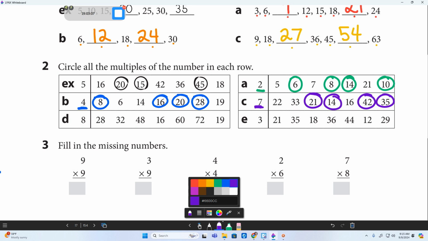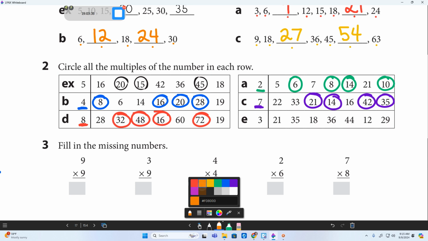All right, the next one says the number 8. So let's see, 8 times 1, 8 times 2. There it is. 8 times 3, I don't see 24. 8 times 4, I see. 8 times 5 is 40. 8 times 6 is 48. 8 times 7 is 56. I don't see that. 8 times 8, 64. No. 8 times 9. There we go.